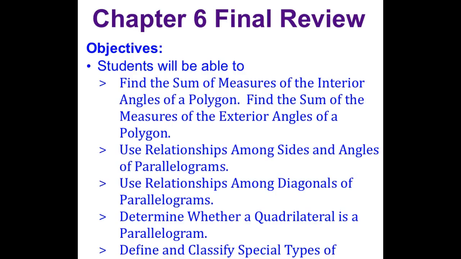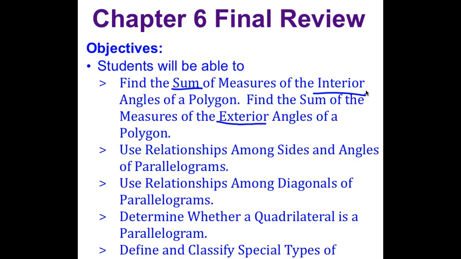This is the Geometry Chapter 6 final review for the Semester 1 final. So we're going to talk about the objectives first. In this chapter we covered finding the sum of the measures of interior angles of a polygon. So we did the sum of interior angles, then we found the measure of just one.